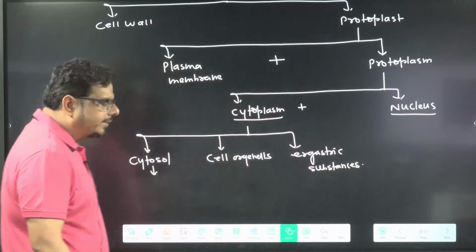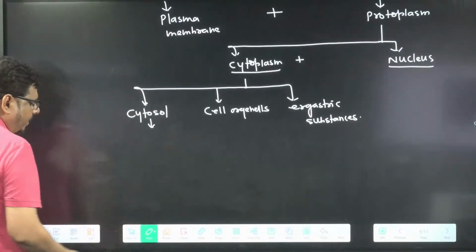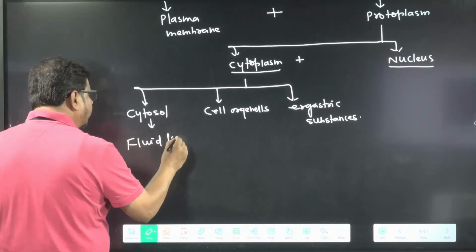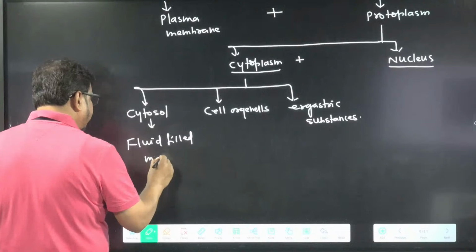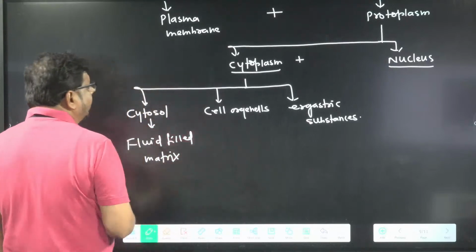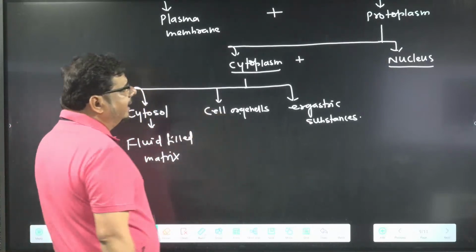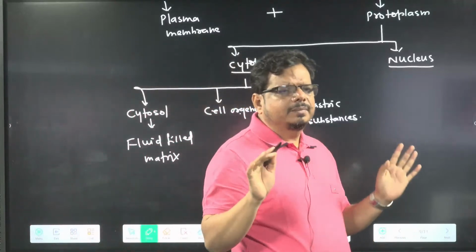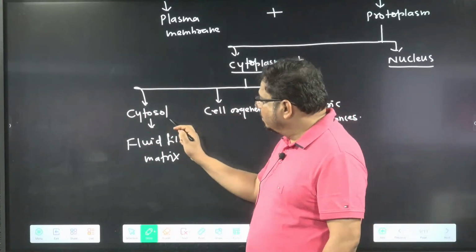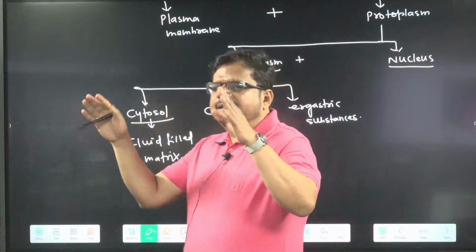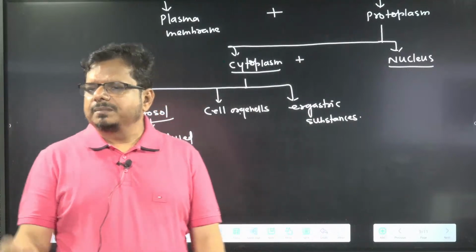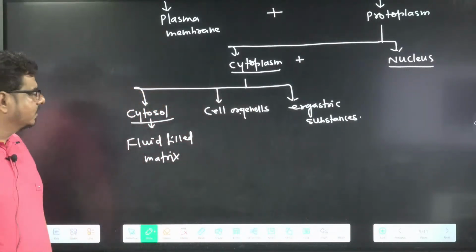Ergastic substances. Got the idea? So if we talk about cytosol, it is a fluid filled matrix. So what is cytosol? If you remove cell organelles and ergastic substances from the cytoplasm, the fluid component that remains in the cytoplasm is called cytosol. You got the meaning of cytosol? If we remove everything, what does that mean? Cell organelles and ergastic substances from the cytoplasm. The fluid component that remains is called cytosol.